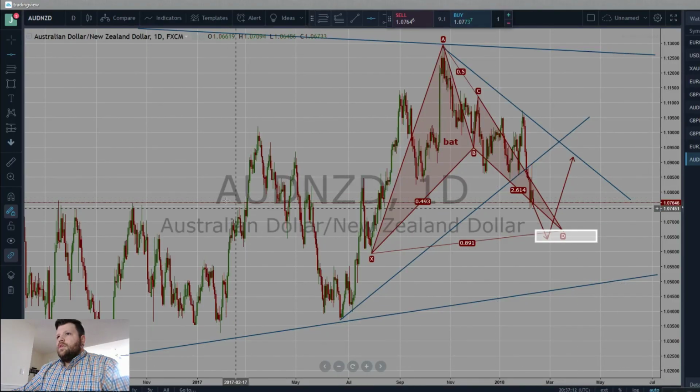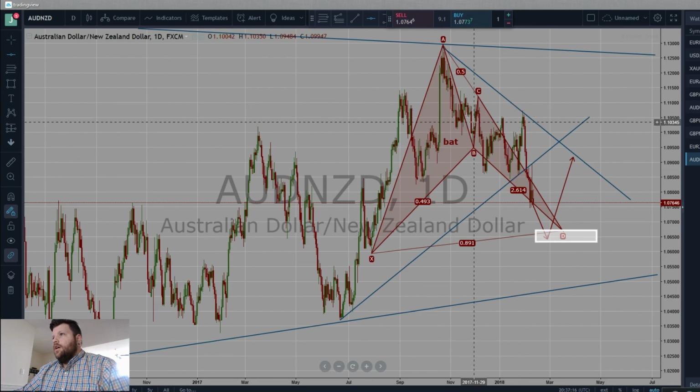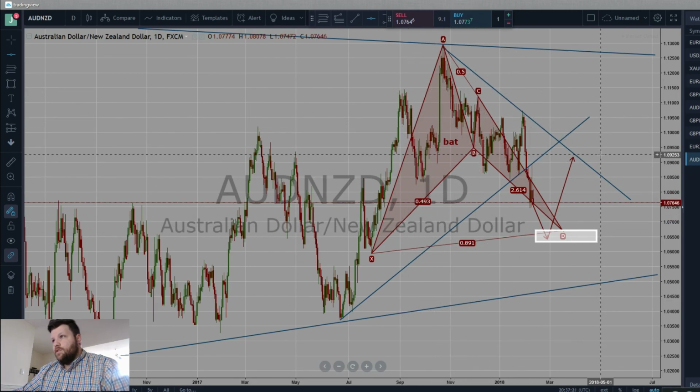And lastly, for the daily time frames, we're looking at AudNzd. AudNzd has a bat pattern on it. This bat pattern is kind of ugly, but it's still valid, and it should complete this week. I do expect it to complete.